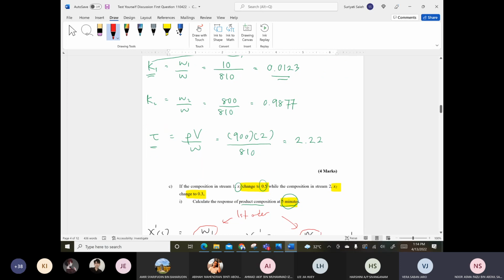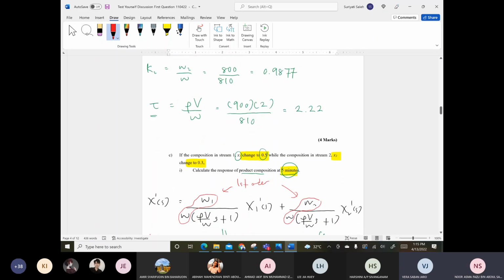Based on this, we can see that the value of K1, K2, and the tau has been obtained based on the value substitution, based on the given expression. For example, here we have the value of density, volume, and the flow rate. So we substitute the value, we get the value of the time constant. So this is normal practice. There is another way to obtain the K and the tau, which is from the graph. So here I would like to share with you.